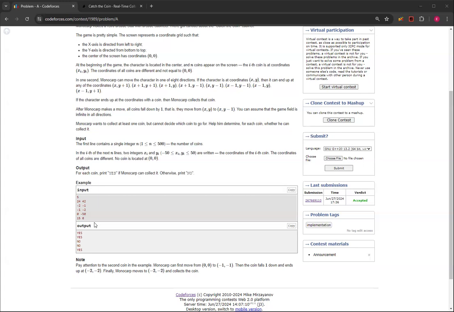If you observe this a little bit, you realize that even though y is negative 1, and you might think it's impossible, it actually is possible, since Monocarp moves, and then if the coin isn't collected, the coin falls down. So that means y can be negative 1 and you can still get it. But if it's negative 2 or less, like negative 2, negative 50, then it's impossible. But if it's otherwise, like 0, negative 1, 42, these will all work.